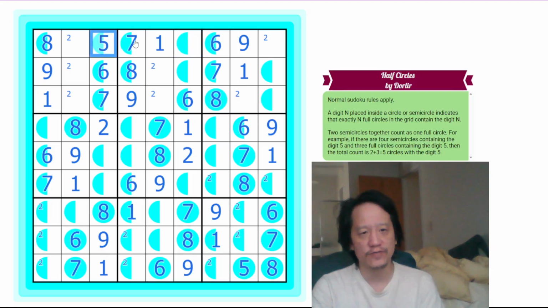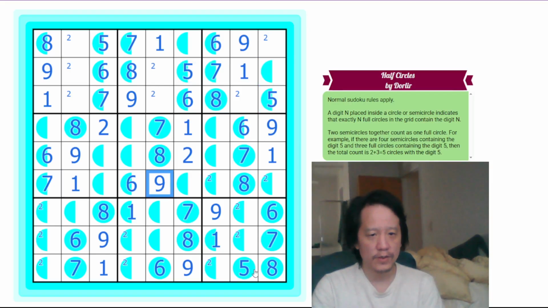This can't be 5 because of 5 in the row, so this is a 5. This can't be 5 because of 5 in the row, so this is a 5. 5 cannot be here, so in this central box, 5 has to be one of those two, which eliminates 5 here, so that means 5 has to be one of those two in this lower central box. 5 cannot be here. In this left central box, 5 has to be here, which eliminates 5 here, so this must be 5 there.